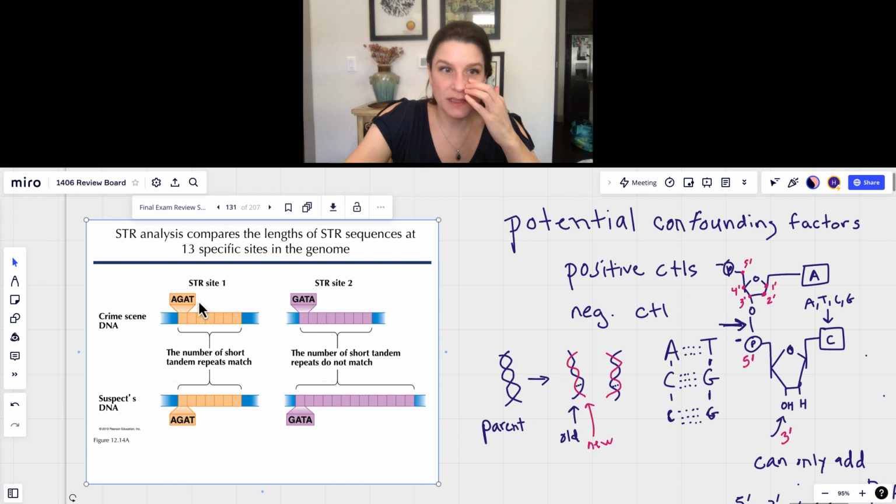So here's the idea of the different sites. Here are the sites you would make PCR of, and you can see there are different lengths. Site 1, in this case 1, 2, 3, 4, 5, 6, 7, has 7 of these repeats on both of them. STR site 2 has, I don't know, 7 or 8 on the top, but something like 15 on the bottom. So that would mean it has different copy numbers, which means that DNA doesn't match up.